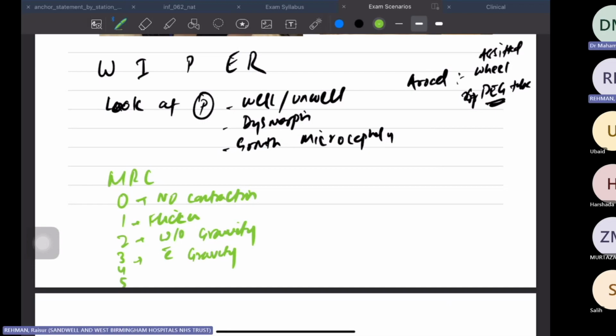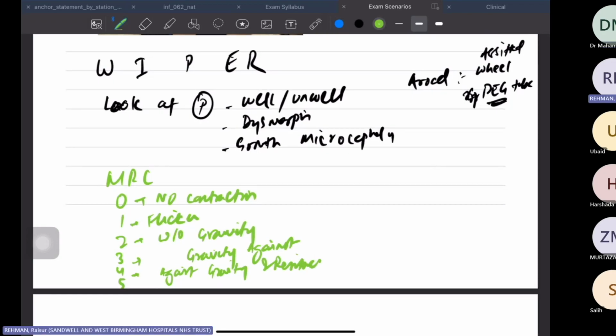Yes, the active movement against gravity, I would say. So I'll just rephrase this: active movement against gravity, and then this one is against gravity and resistance, and then this is the normal power.